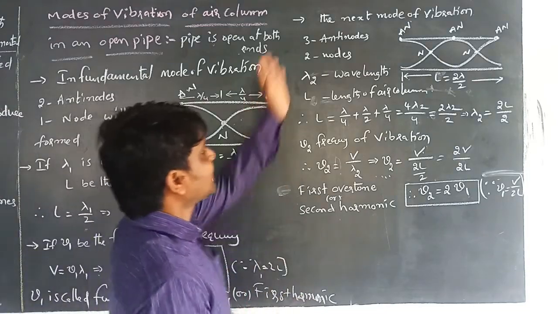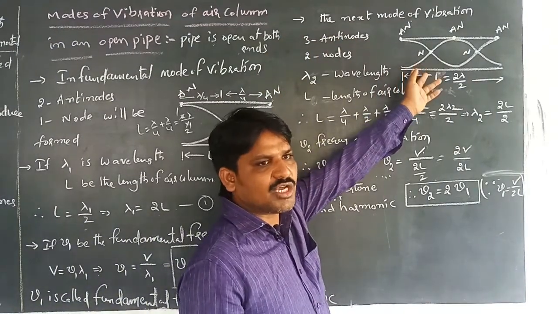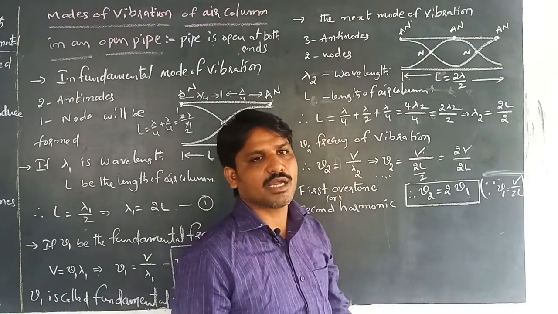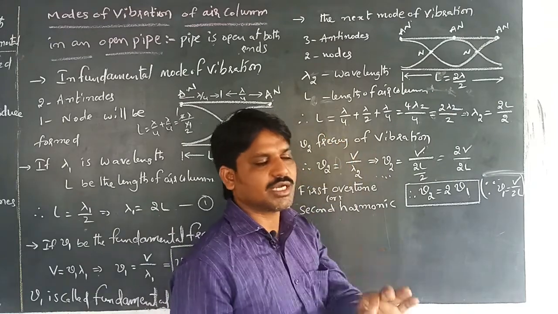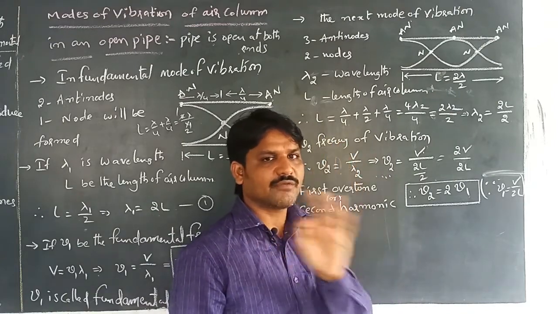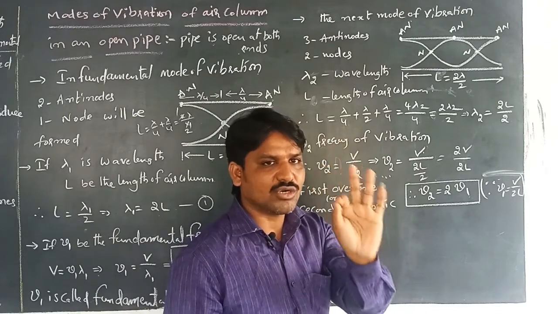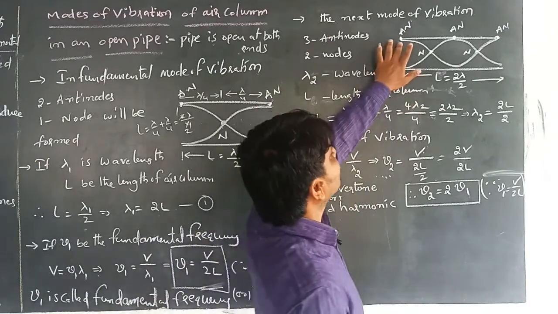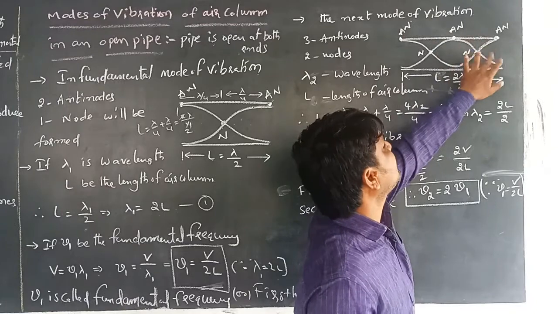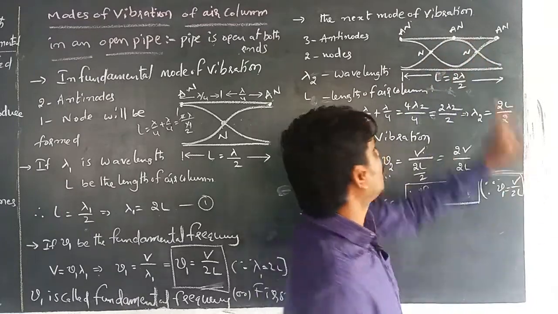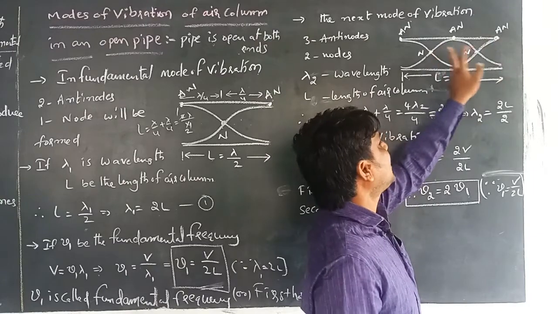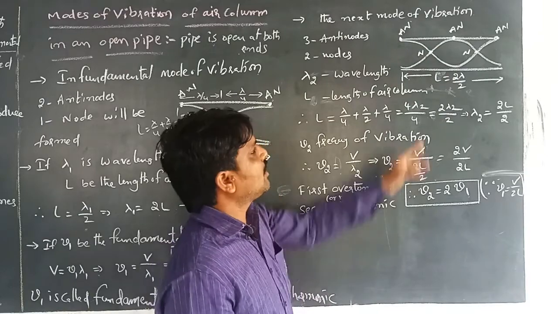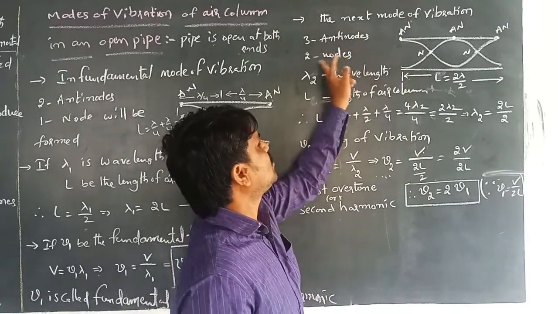Next, the second mode of vibration. We always know that at an open end an antinode is formed, and at a closed end a node is formed. Don't be confused. Here at both ends antinodes are formed, and between the antinodes two nodes are formed. In total, 3 antinodes and 2 nodes are formed.